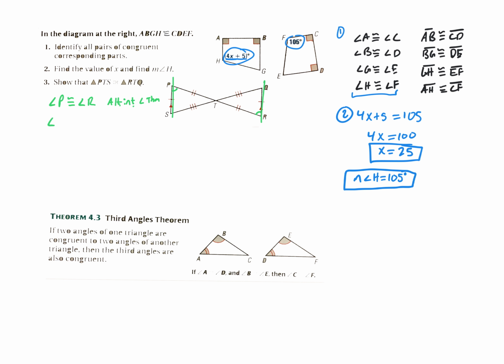Likewise, I know angle S would be congruent to angle Q by the same thing. And I'd also know that this angle would be the same as that angle because those are vertical angles. So I can say angle PTS is congruent to angle RTQ by the vertical angle theorem.